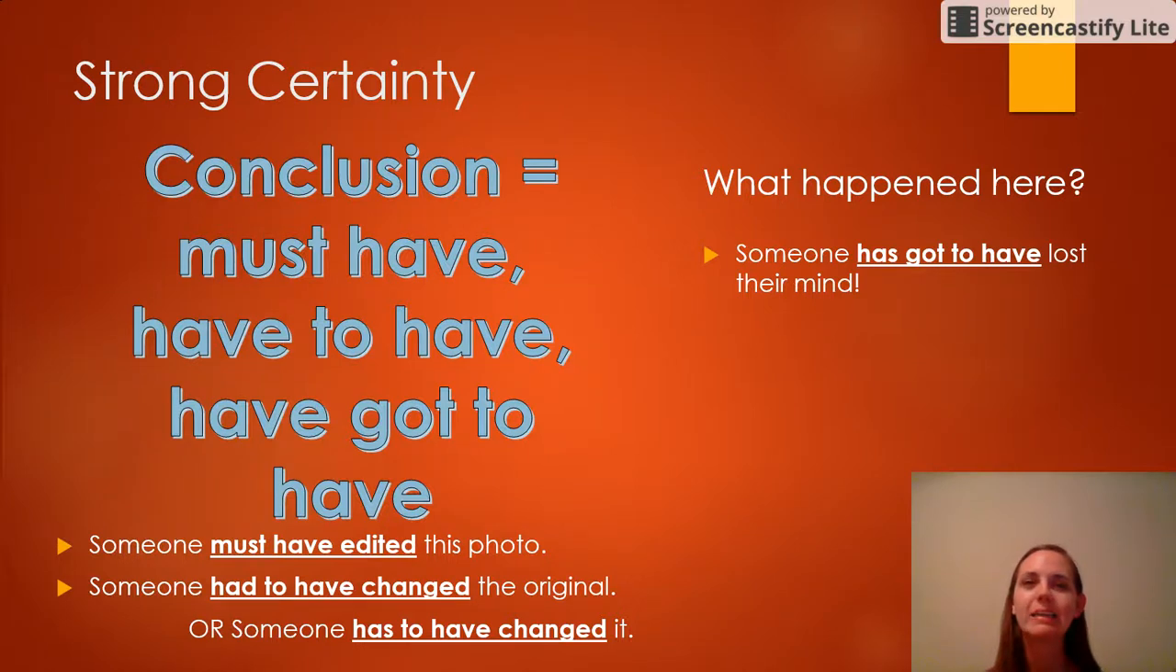So for making a conclusion, a logical conclusion, 95% there, sure. Must have, has to have, has got to have, plus our verb 3, past participle.